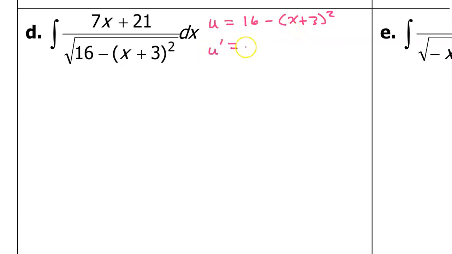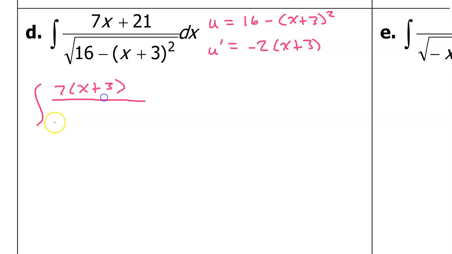In this case, u prime will equal negative 2 times x plus 3. And that's it. So let's go ahead and do this u substitution. As we do it, let's factor out the 7. So we have 7 times x plus 3. And then we have the square root of u. And instead of writing dx, we will write du over u prime, which is negative 2 times x plus 3.